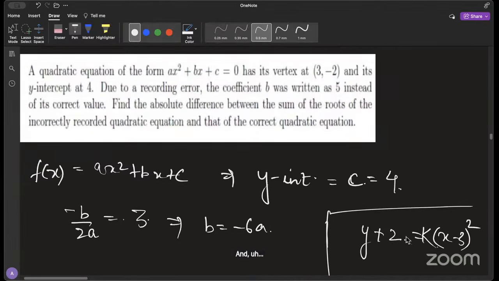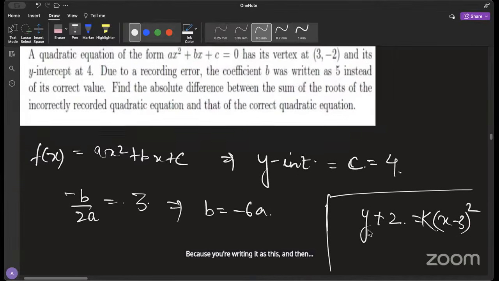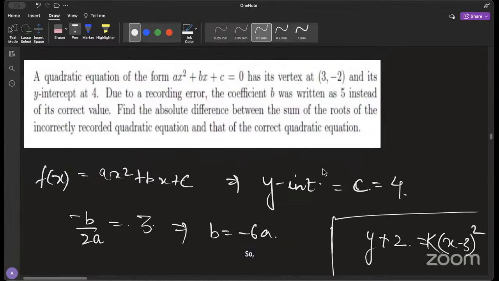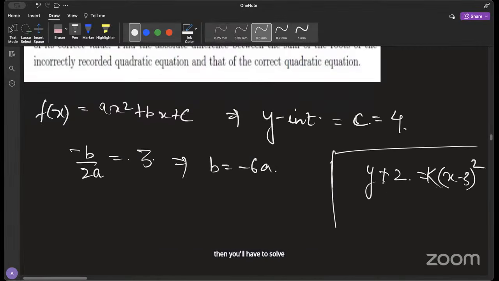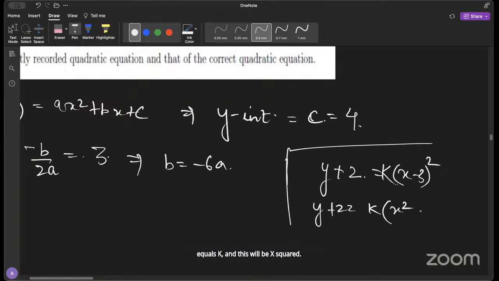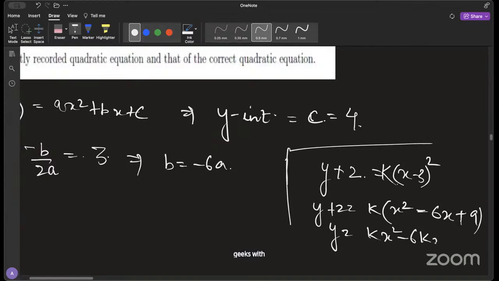First you're writing it as this, and then, what do we have to find? Due to a recording error, the coefficient b, then you'll have to solve this entire thing, right? y plus 2 equals k, and this will be x square minus 6x plus 9. So this will be y equals kx square minus 6kx plus 9k minus 2.